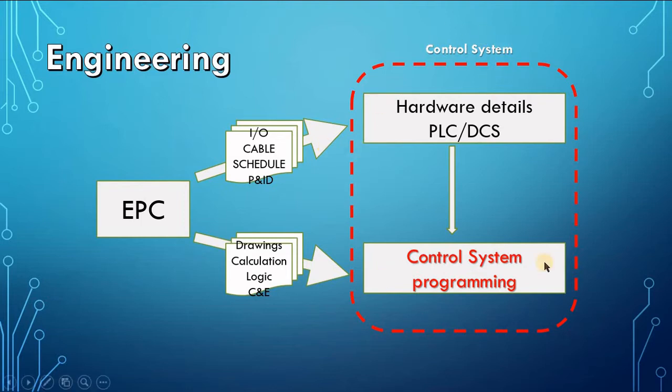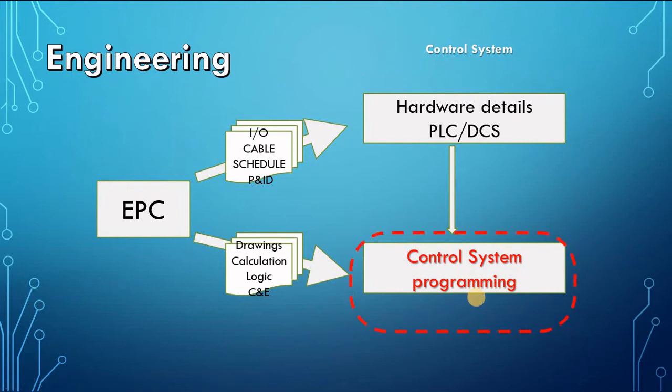So if we talk about the control system, it includes hardware and software, and there is a set of drawings and requirements for the control system to be able to design the system, and there is also documentation for programming the system. So now we will look at what we need for control system programming.